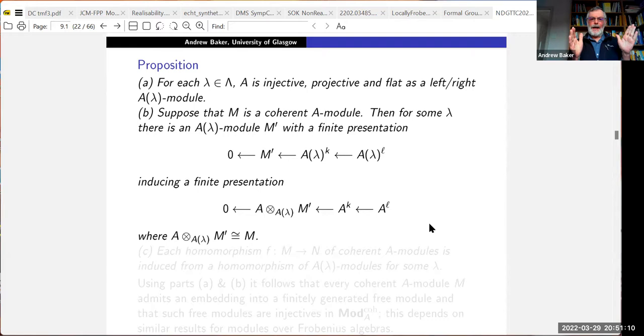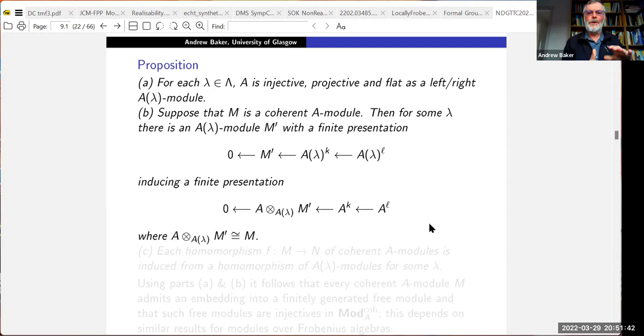It turns out that for some suitably big lambda, you can find a finite presentation of some module M' over A of lambda, which when you tensor up with A, induces a presentation of M. In fact, the finite presentation you might already have. So essentially all the real detail here is going on at the level of some A of lambda.